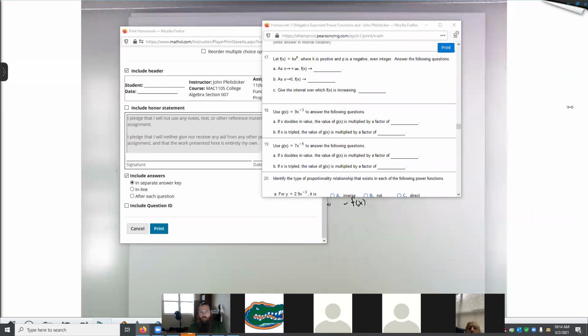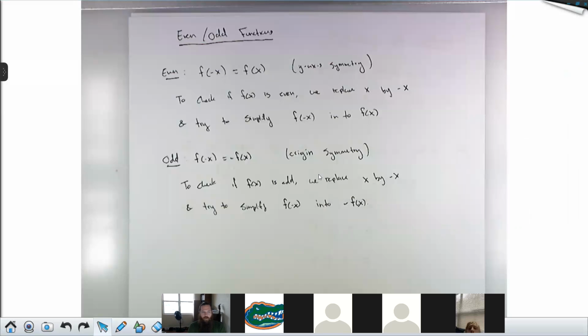Can you keep the even odd functions thing up for just 1 second? Yeah, do we want to do an example with these? Yeah. All right, while you're writing that, I will refill my coffee and then we'll do a quick example.